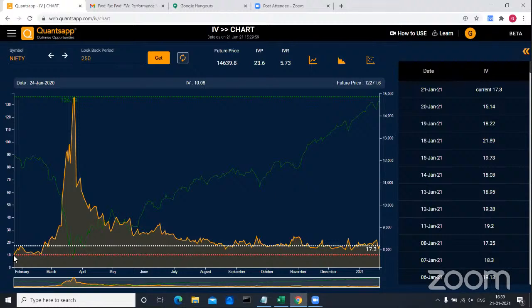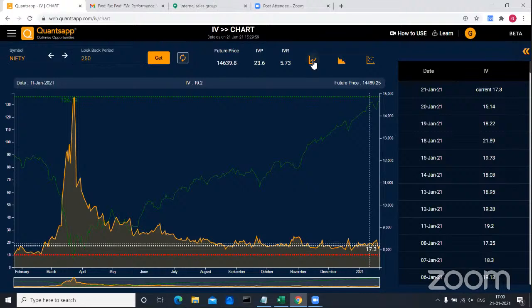So exactly a year before, the IV was around 10, and you can see there was a sharp increment in the IV, and it almost reached 136 on March 24 in a span of 2 months. Then IV is mean reverting, so it's reverting back and back and back. And you can see the prices and the IV. You can see the current IV level here of any F&O stock or index.